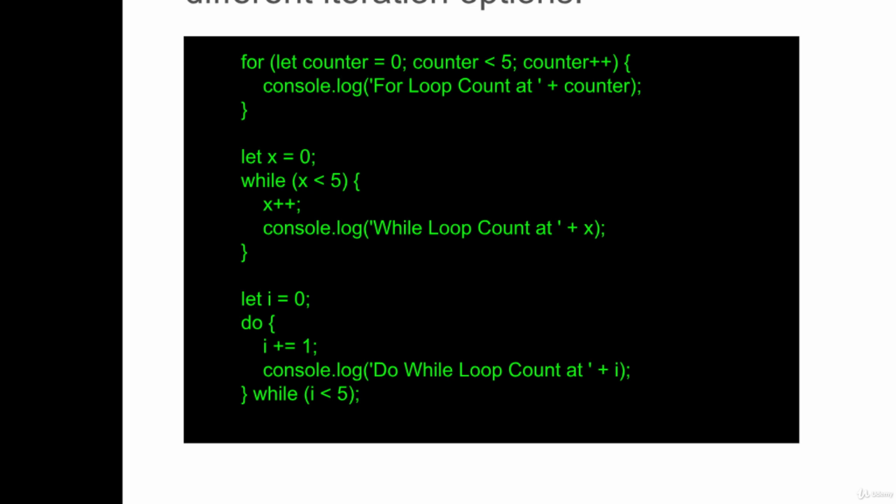There is a challenge for this lesson, and that's to create a loop of a counter using all 3 different iteration options. We've got the for loop, the while loop, and the do while loop. There's an example of them, and these are all going to output the same thing.